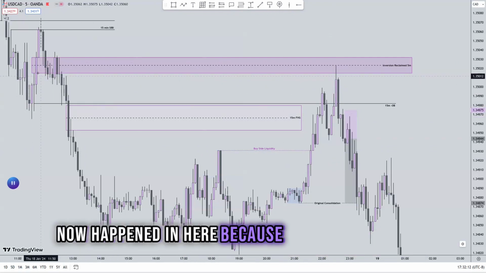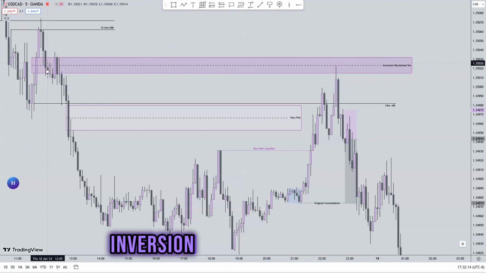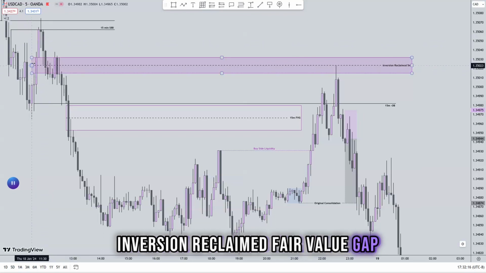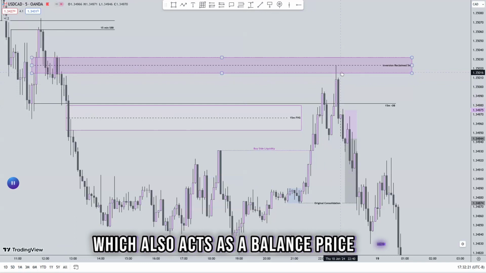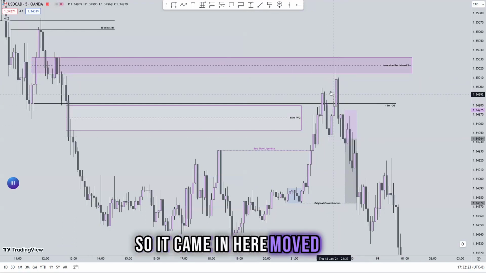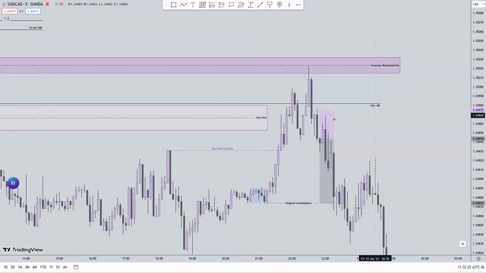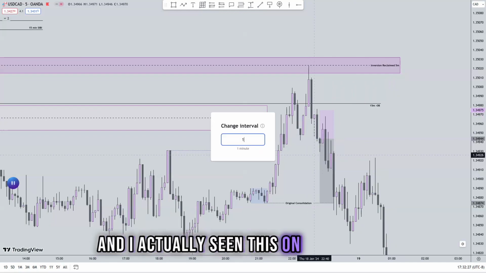Now it happened in here because you can see we have this inversion reclaimed fair value gap on the 5-minute right here, which also acts as a balanced price range. So it came in here, moved away. Here's the smart money reversal. And I actually seen this on the 1-minute.